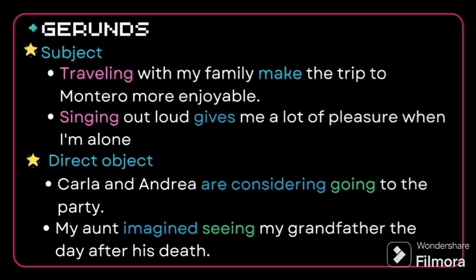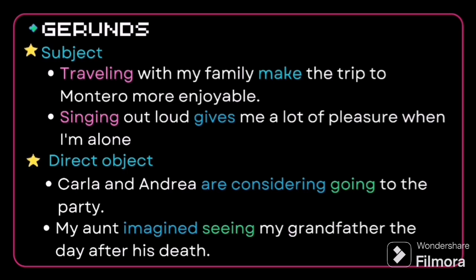Makes is the verb. Next example: singing out loud gives me a lot of pleasure when I'm alone. Singing out loud is the subject and gives is the verb. Now, for the second function, direct object. First example: Carla and Andrea are considering going to the party. Carla and Andrea are the subject, are considering is the verb, and going to the party is the direct object.